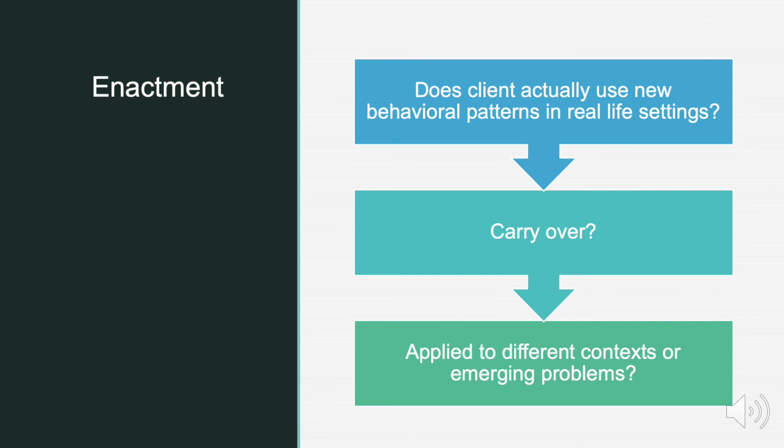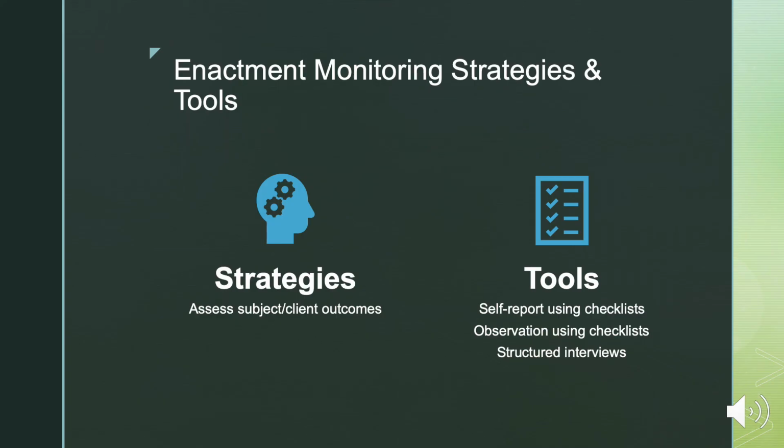So this might seem like a little bit beyond the scope of the program, but we know that sometimes people can get information, but it doesn't necessarily change behavior. So this is a key component. And again, this is where we're assessing, very similar to receipt, we are looking at outcomes and self-report and interviews as ways of monitoring enactment fidelity.